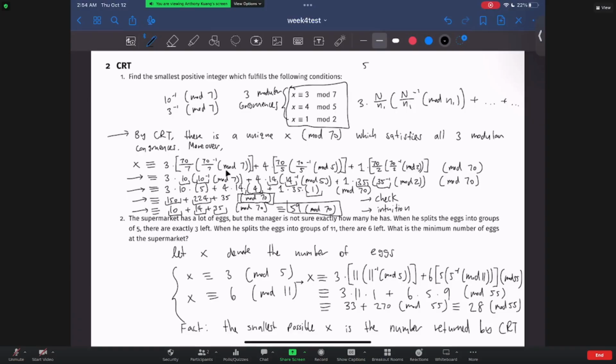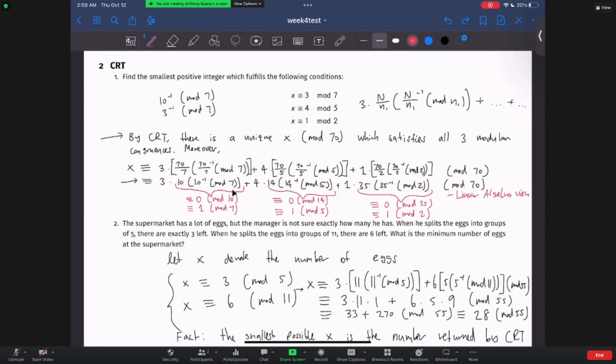For example, 59 is congruent to 3 mod 7. Because we have 7 times 8 plus 3 is equal to 59. And you can check the same for the second one and the third one. So yeah, CRT generated a solution that was able to work for us. But how did it actually come up with this solution?